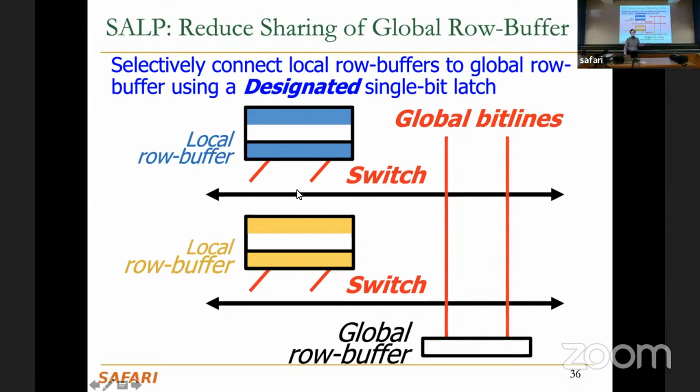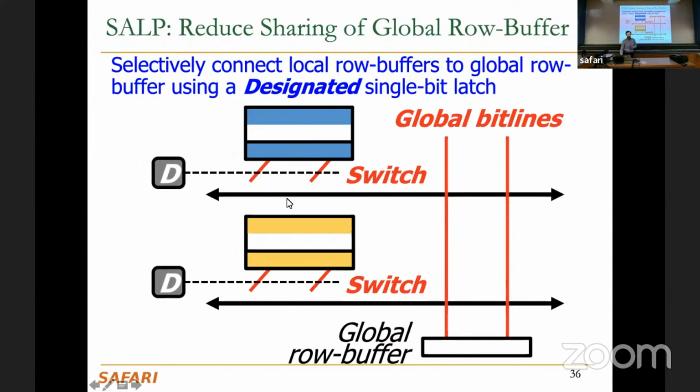This is done using a designated subarray latch. It's a single bit per subarray saying, this is the subarray that's designated to drive the bit lines. It's actually simple. It has some cost. Now, let's take a look at how this works. So these are the designated bits for each subarray.